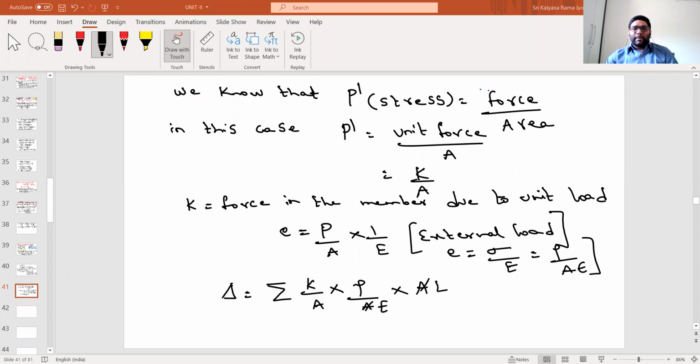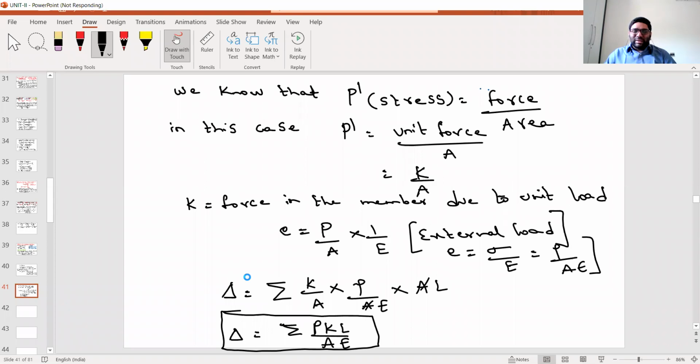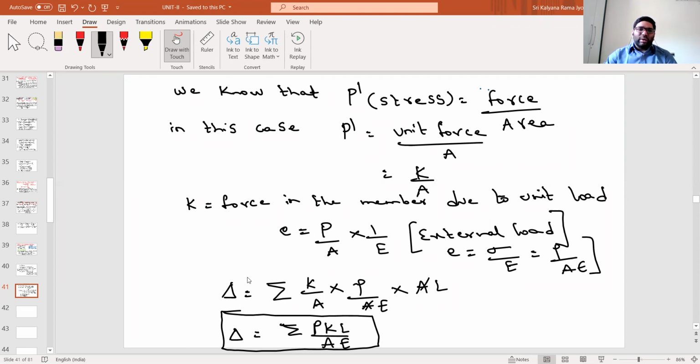What are we getting now? Sigma PKL by AE is equal to sigma PKL by AE. So this is the formula that we need to use for the calculation of deflection of a pin jointed frame using unit load method. What is capital P? Forces in all the members of the truss due to external load.